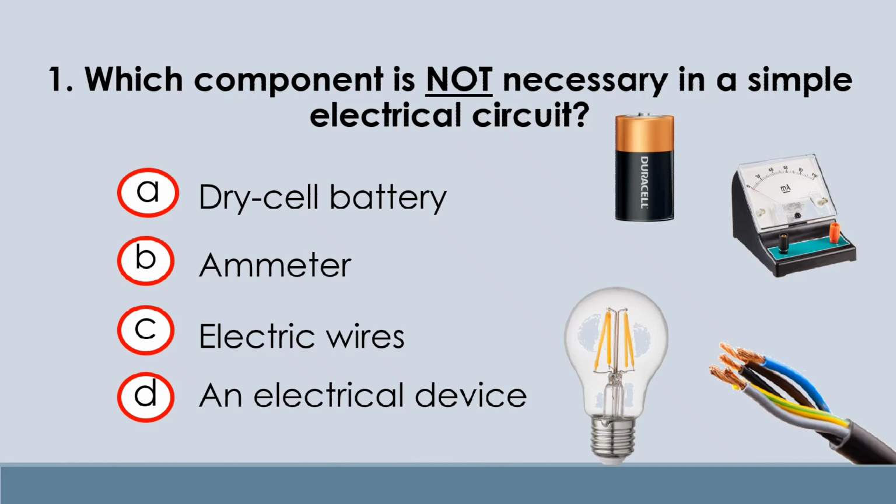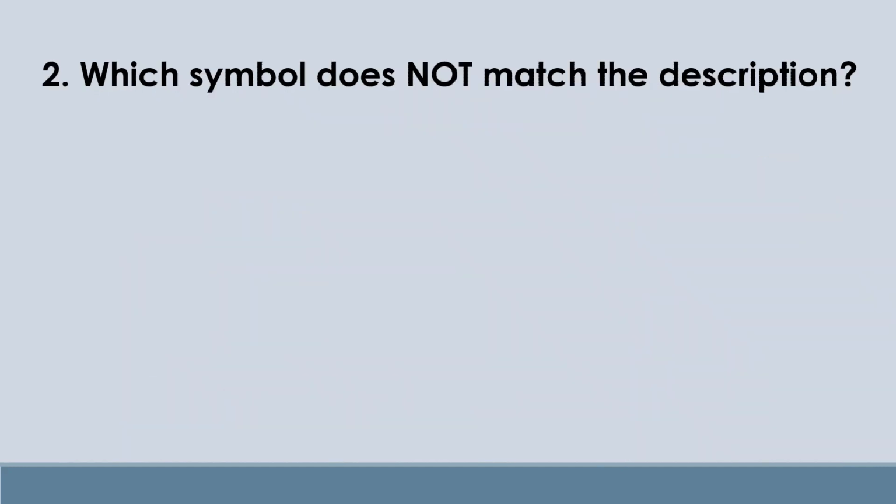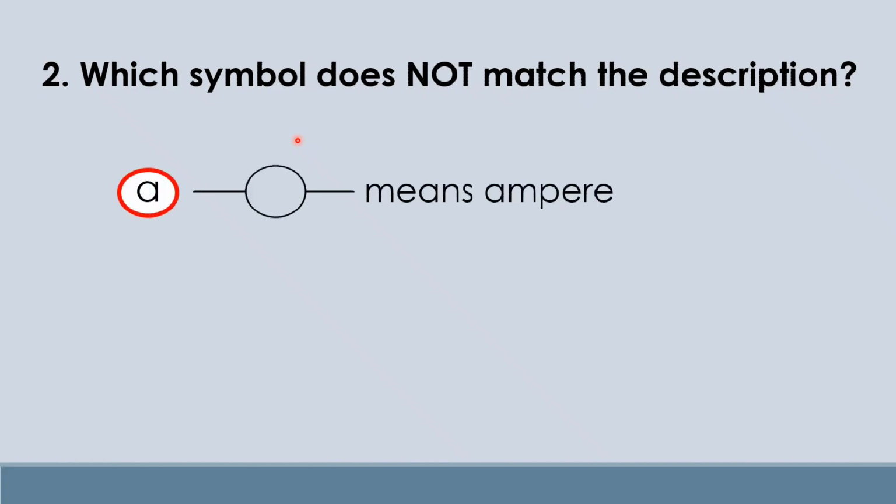Now let's go to number 2 if you're ready. For number 2, which symbol does not match the description? Like last week, your assignment is to draw, right? Of course, when you draw, there's a symbol, okay? So one of these does not match the description.